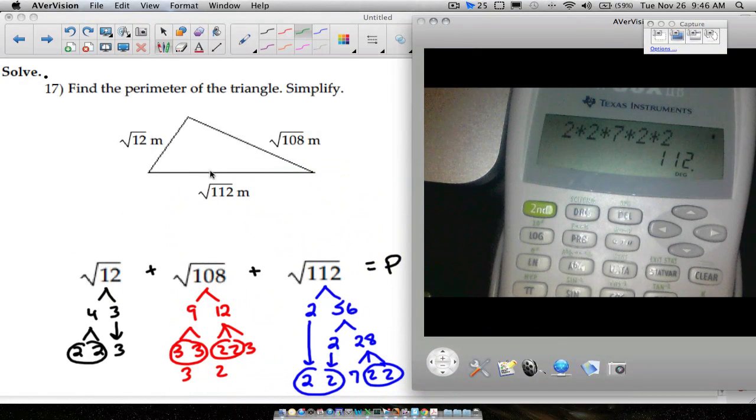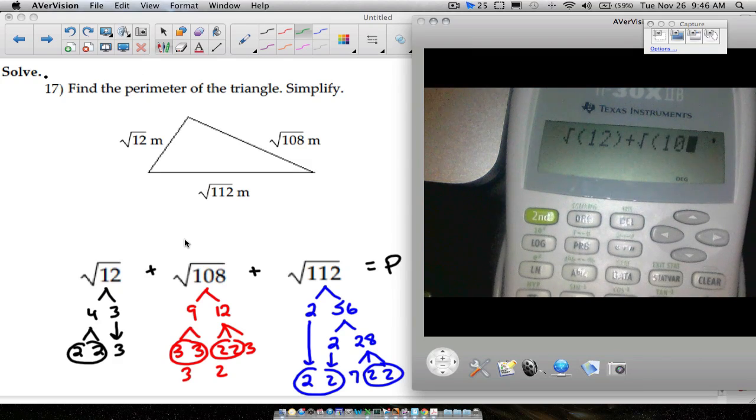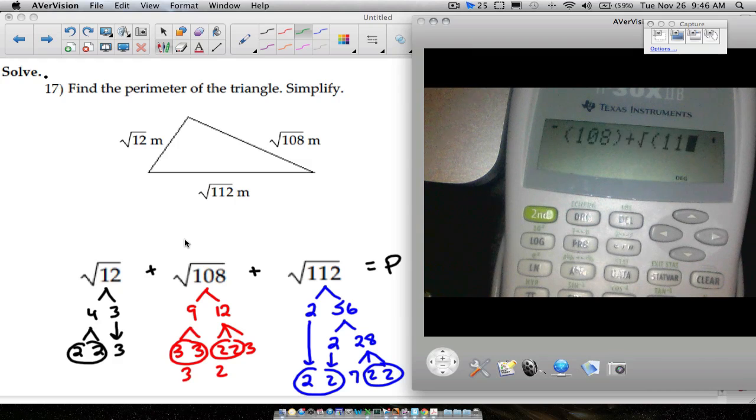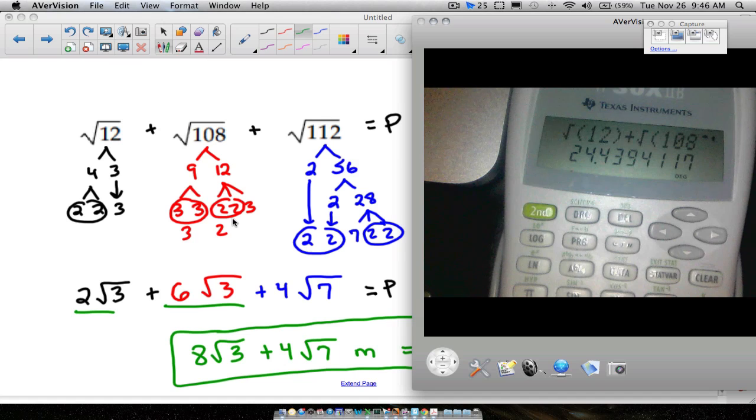And now let's go back up here and let's type this in and see what kind of weird decimal we get. The square root of 12 plus the square root of 108 plus the square root of 112. All right, so we get 24 point blah, blah, blah. And let's see if we get that exact same decimal down here. And if we did, that means this is totally simplified and we did our work right.